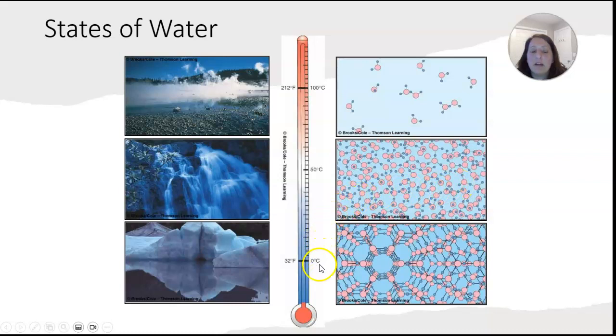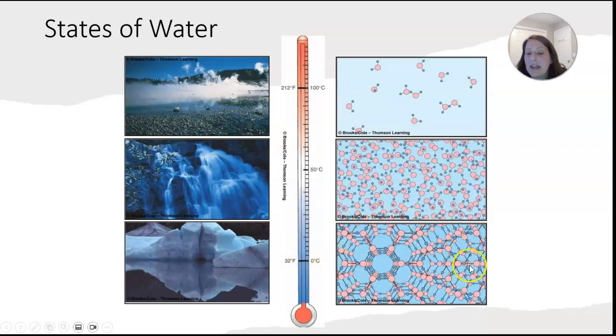If we come down here, 0 degrees Celsius, right? Water's going to freeze. And actually, it's going to freeze around 4 degrees Celsius. And so here we've got ice, okay? It's sitting on top of liquid water. So if we were to take a look at the molecules inside of here, it would look like this.